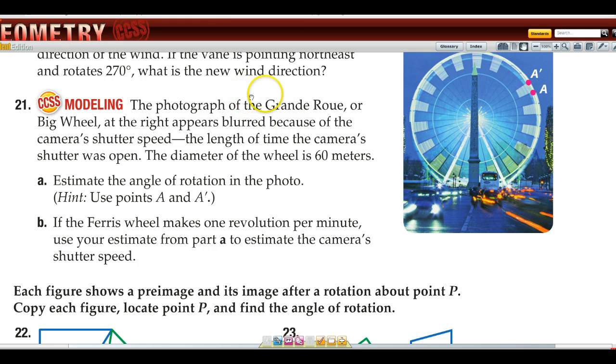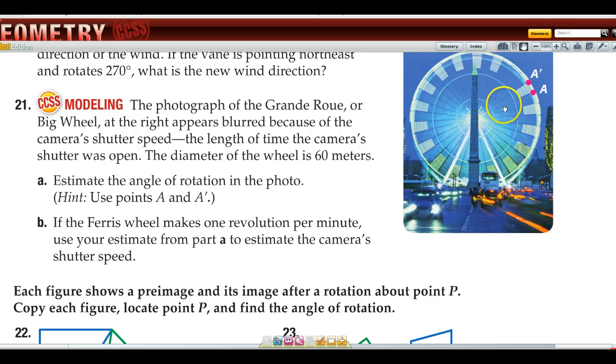In 21, the photograph of the Grand Rue, or big wheel, at the right appears blurred because of the camera's shutter speed, the length of time the camera's shutter was open. The diameter of the wheel is 60 meters. Part A, estimate the angle of rotation in the photo. Hint, use points A and A prime.